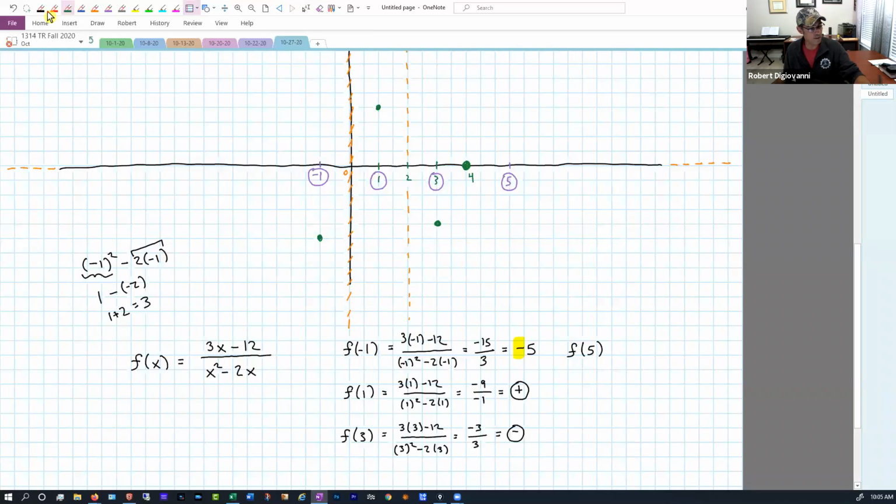Last one, let's plug in 5. So we plug in 5, get 3 times 5 minus 12 over 5 squared minus 2 times 5. 3 times 5 is 15, take away 12, you get 3. And then 25 minus 10, that's 15. That's a positive number. 3 divided by 15 is positive. So I'm going to put above there just a dot.